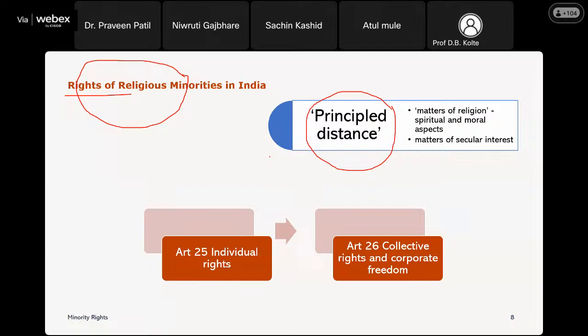This is very interesting. The principled distance of Indian philosophy in respect of religious rights is in the matters of religion, and these words are very, very important because, as many of the students here would be of constitutional background, you had five case laws to develop the meaning of what you mean by matters of religion. And after the 1985 judgment of the Supreme Court, we had a little clarity.